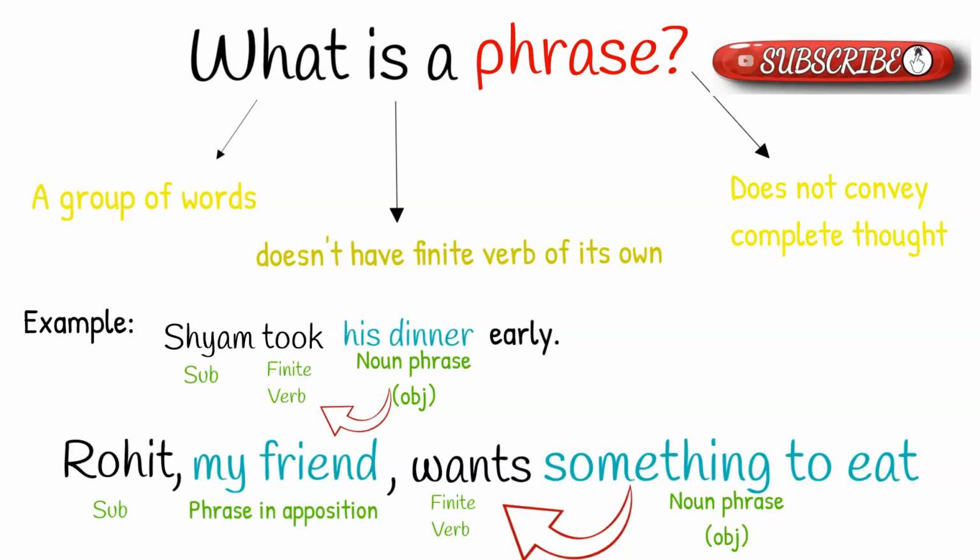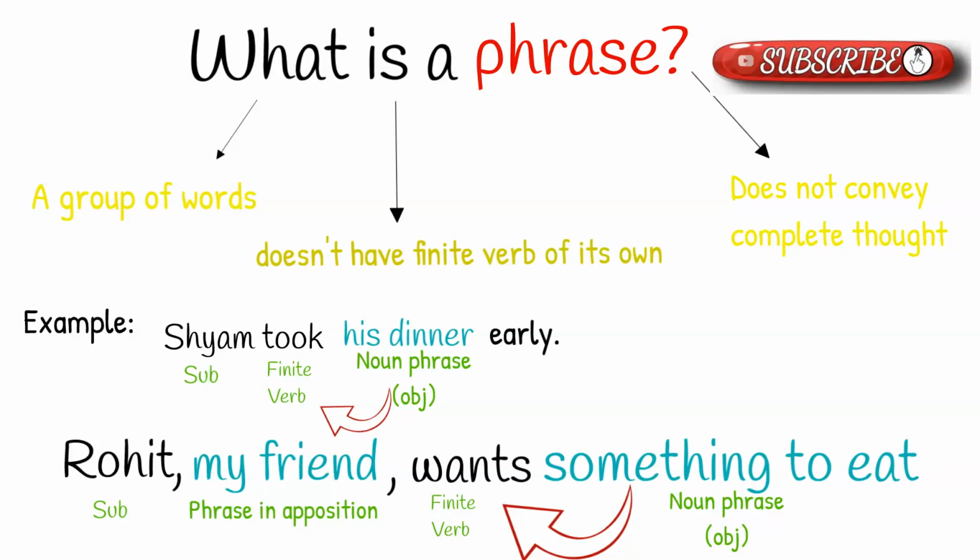And in this sentence, there is another group of words without any finite verb. That is something to eat. This is a phrase. And this phrase is the object of the finite verb wants. If we ask what Rohit wants, the answer is something to eat. That is why this phrase is the object. Hence, it is a noun phrase.